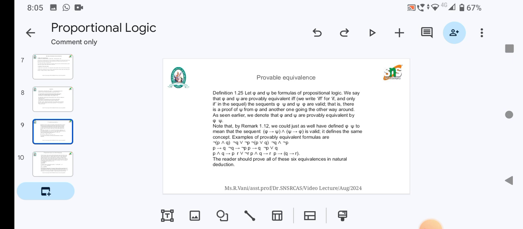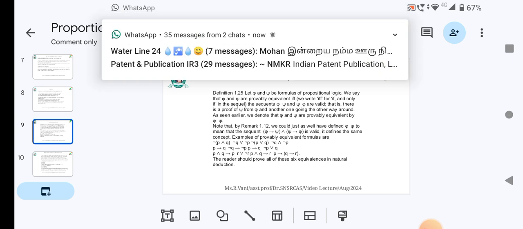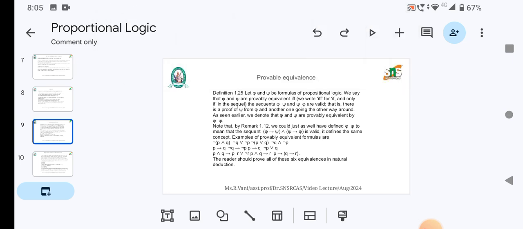Provable equivalence of propositional logic implies that two formulas, phi and psi, must be provably equivalent if and only if the sequents phi ⊢ psi and psi ⊢ phi are valid. There is a proof for psi from phi, and another one going the other way around. As we have seen earlier, phi and psi are provably equivalent.